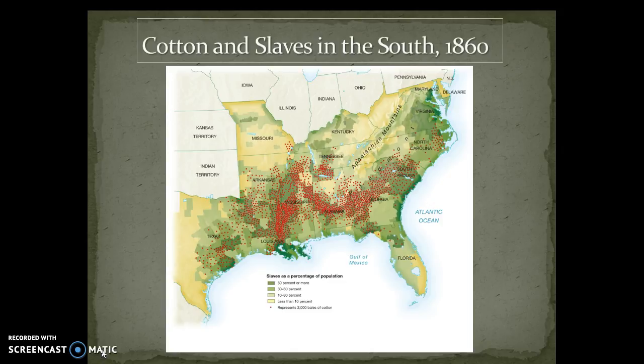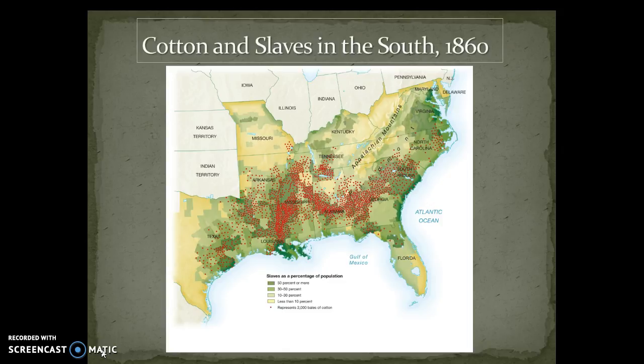This map can be found on page 282 in your book. Basically it's just showing you the area of greatest cotton production, or also the areas of the highest proportion of slaves in the population. So if you look right in the middle of this map, all those red dots, that represents 2,000 bales of cotton. And the greener the area is, the more slaves are concentrated in that area.